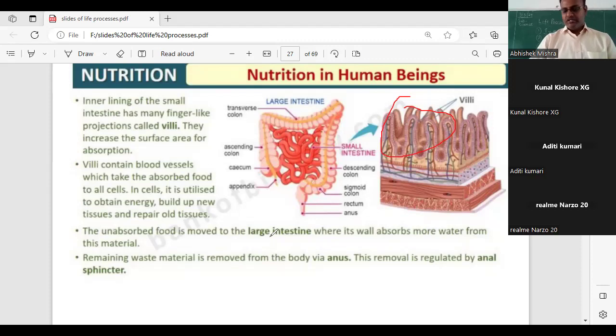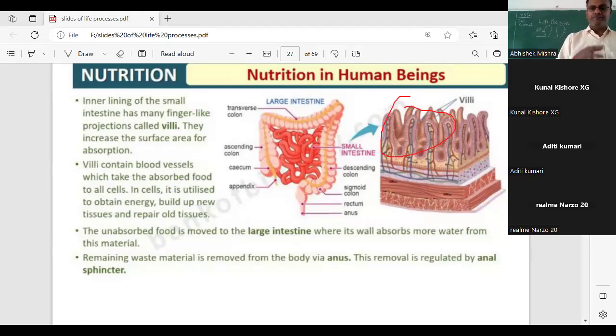See, students, the wall of the small intestine, let me show you with the help of this image also. The wall of the small intestine has numerous finger-like projections, and these projections are called villi. At a glance you will see the tube, the small intestine, but in the microscopic view, this is the real view. The small intestine has numerous finger-like projections, and these increase the surface area for absorption of the food.